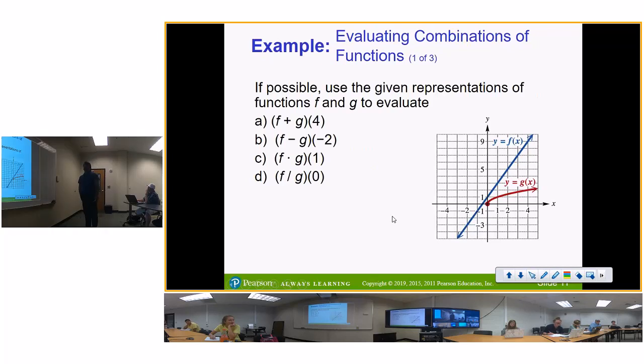What does number A say? F plus g of 4. So what does that mean? x is equal to what? 4. x is equal to 4. See the 4? So that's what I'm going to do right here.